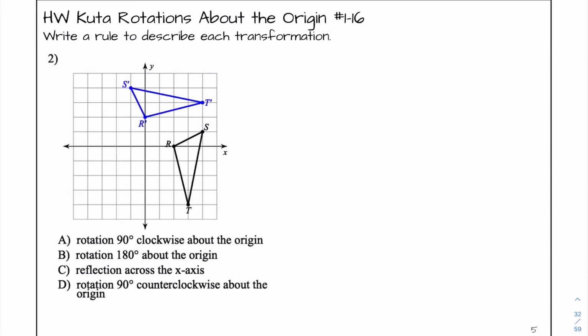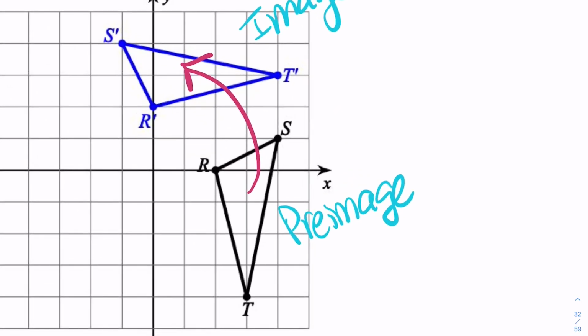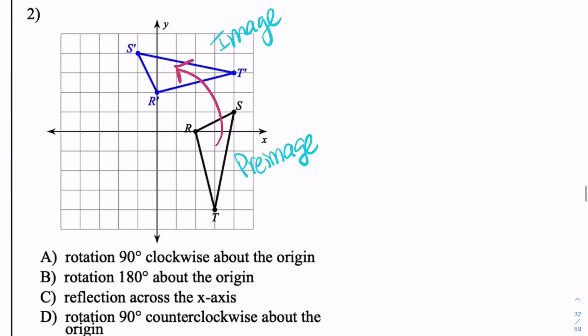So in this problem, it wants us to write a rule to describe each transformation. This is rotating from here to here. This is my pre-image, and this is my image. The reason I know that is because of the notation. Here, R S T does not have prime notation, and R prime, S prime, T prime does. So what does it look like happened? Does it look like it moved clockwise or counterclockwise? Well, it looks like it moved counterclockwise.